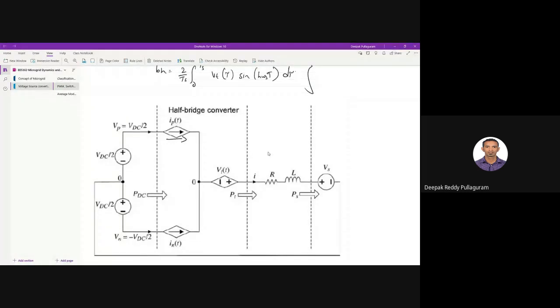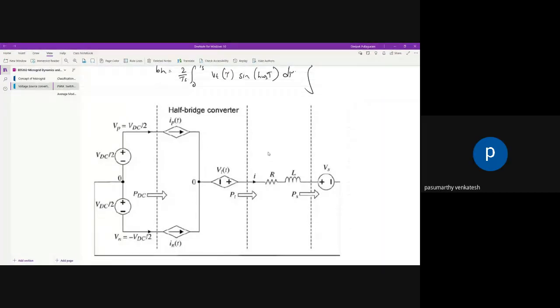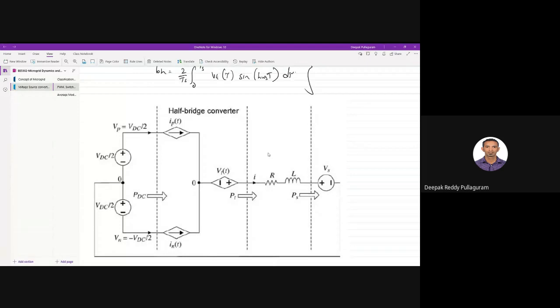Are we concerned about the current flowing through this, or the voltage across this? Why are we representing it as a current source if it is a switch? Because we want to show the current flow. That's it, only to show the current flow.